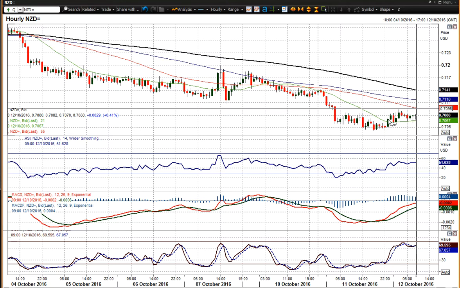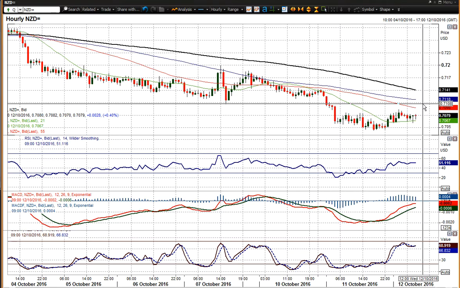Kiwi dollar, here we go. A little bit of a rally as well on Kiwi dollar, but again I think this is going to be a rally that gets sold into. The resistance overnight 70.95, sort of coming in around that 71 big figure area.